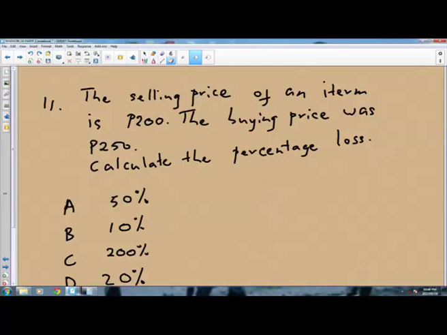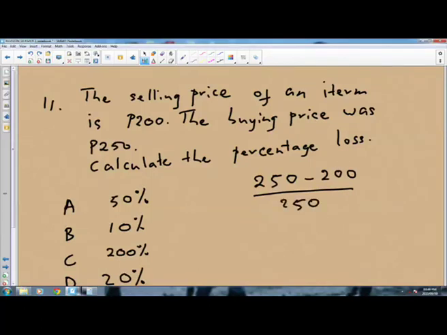It is from 250 minus 200. The whole thing divided by the original price. And then what was the original price of this item? Is 250, because that is the buying price. So the item initially cost 250, and we need to multiply this by 100%. This will be 250 minus 200 is 50, divided by 250 times the 100%.